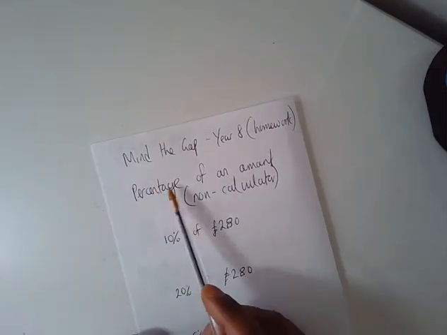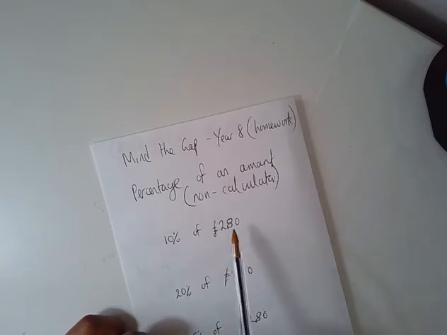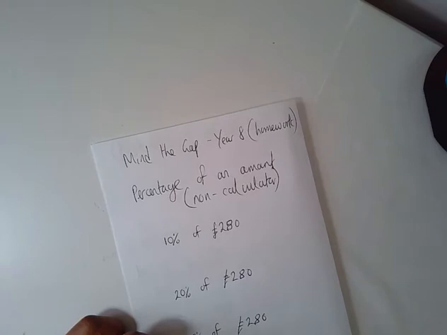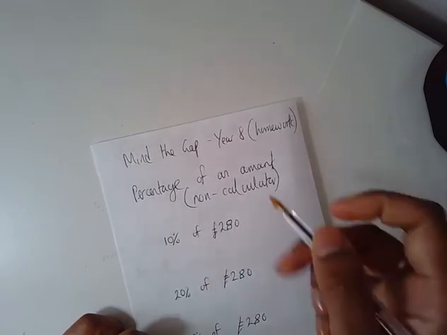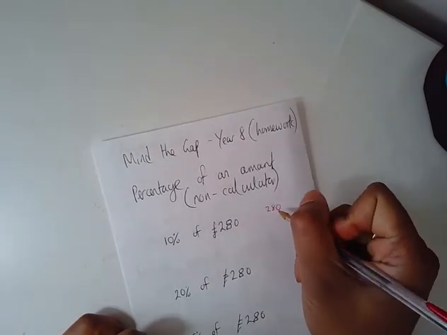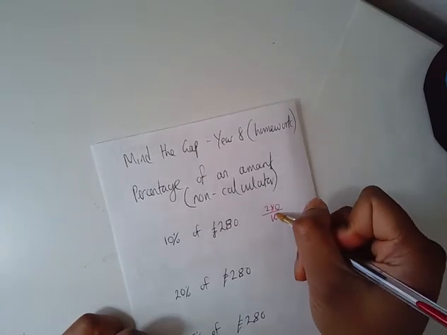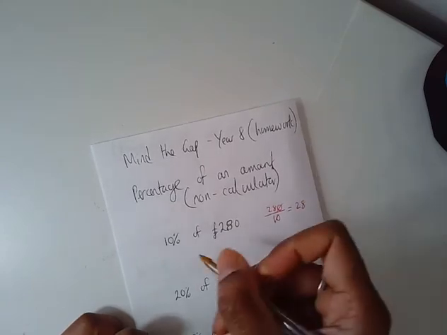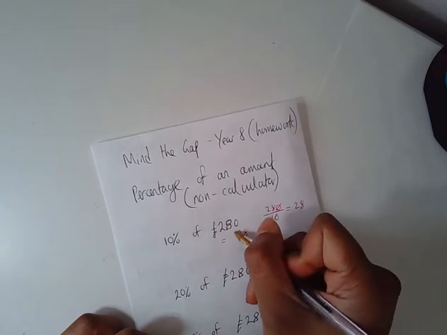Here I'm going to work out percentage of an amount the non-calculator way, without a calculator. Finding 10% of £280. Whenever you do 10% of something, for example, 10% of 280, you do 280 divided by 10. How many 10s go into 280? 28. So 10% of £280 is equal to £28.